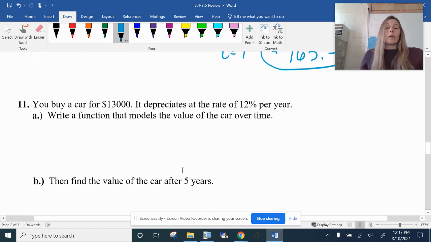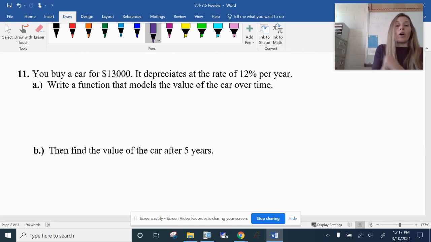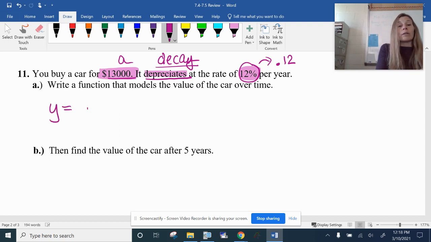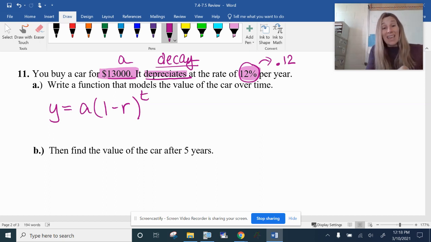All right. So let's take a look here. You buy a car for $13,000. It depreciates at the rate of 12% per year. So depreciate means that it's losing value, and so this is going to be a decay function. The A is that 13,000, that initial value, and then the 12% is going to be written as 0.12 for our R. So the decay function is A times 1 minus R, and that's because this needs to give us a decay factor of a value less than 1.